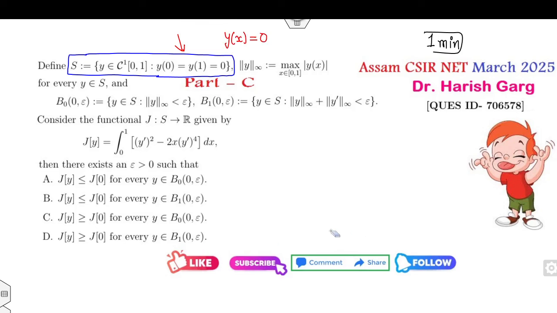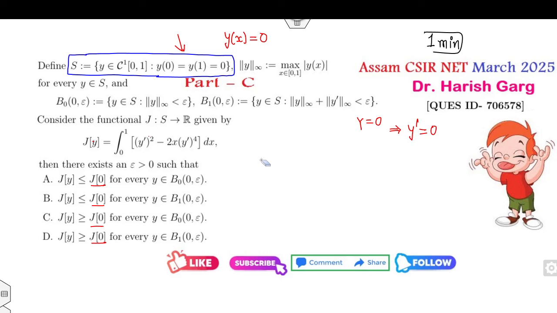Fine. Now B0 is the open ball, then B1 and so on. Now you can see y of 0. Can you find the value of y of 0? y of 0 means y is equal to 0, so y dash is 0. So if you substitute in the given function, y dash is 0, 0. So the answer is 0. So the right hand side answers are all zeros.